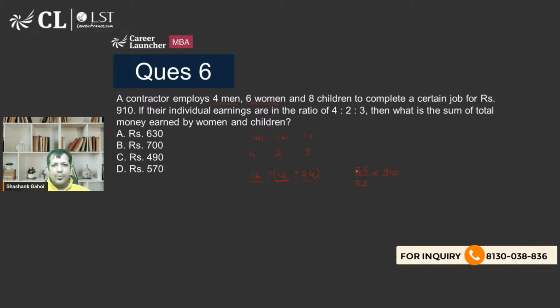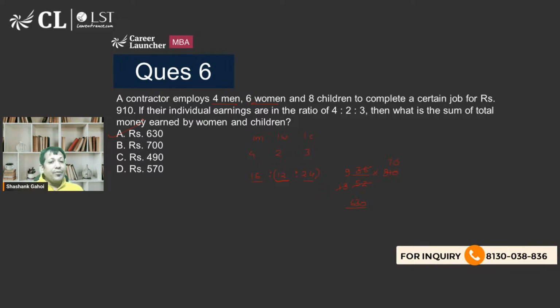Okay. So I can cancel it by 4. So that is going to be 9, 13. And then I can solve it accordingly. Okay. Then it is going to be 70, and it is going to be 630. So my answer is going to be 630. So that is one way to solve the question.